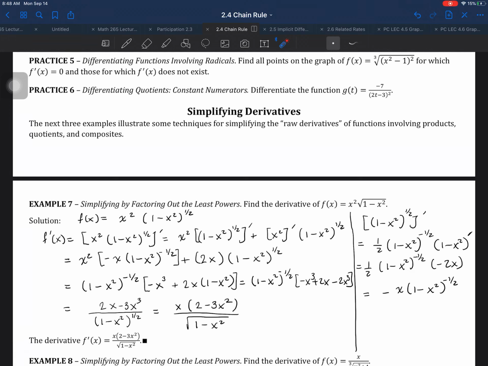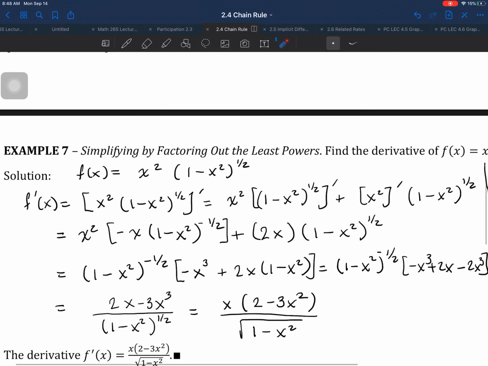All right, so here's another example where we're going to combine other rules along the way to find such derivatives. Find the derivative of f of x, where f of x is equal to x squared times the square root of the quantity 1 minus x squared. So what do we see here? If your spider senses are saying that we have to be using product rule, then you're already thinking like a good mathematician. So first think about which rule you're going to be using.